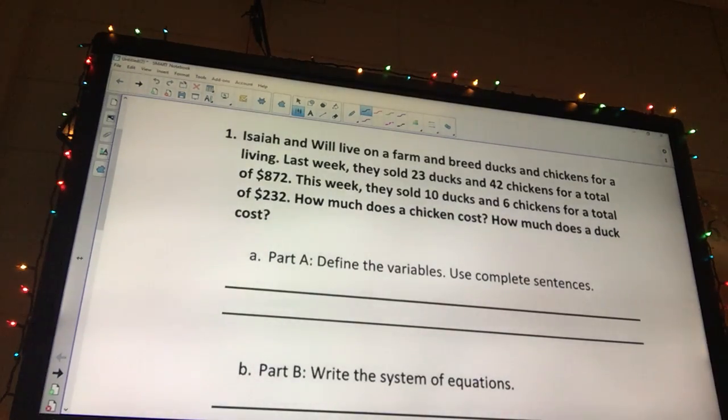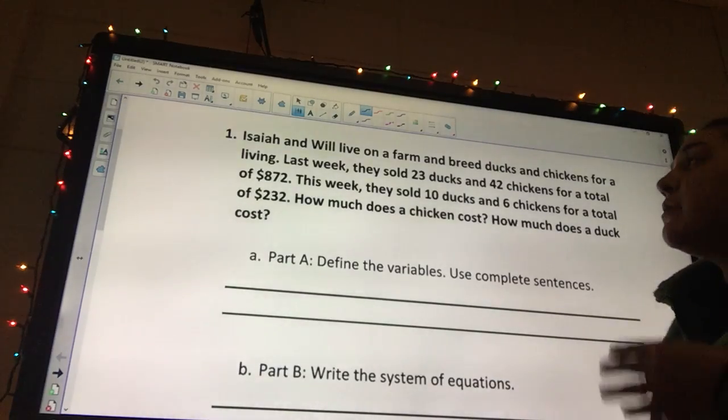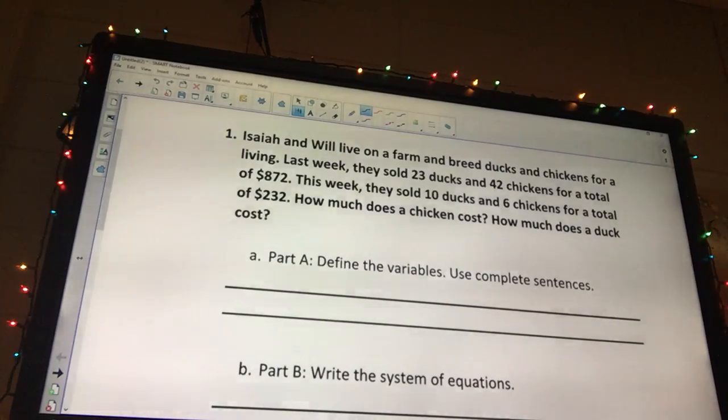Read it and then figure out, and you can circle what is the important stuff. It says Isaiah and Will live on a farm and breed ducks and chickens for a living. Last week they sold 23 ducks and 42 chickens for a total of $872. This week they sold 10 ducks and 6 chickens for a total of $232. How much does a chicken cost and how much does a duck cost?